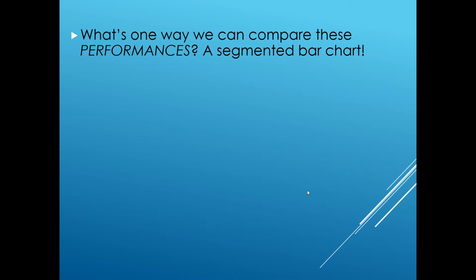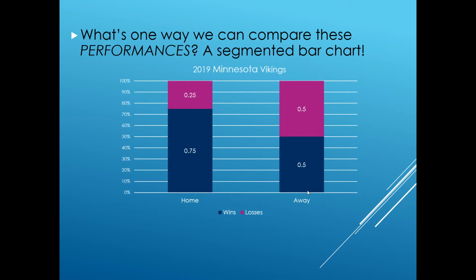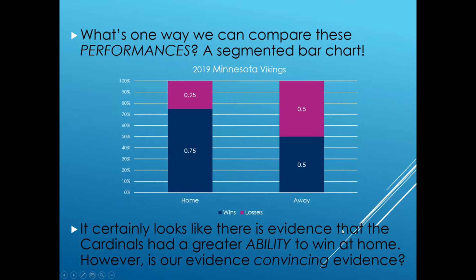We did a lot of those in chapter 1. So we have this nice segmented bar chart here. You can see on the left-hand side, it's your percentages, which is extremely important, right? We have our home wins and losses as opposed to our away wins and losses for the 2019 Minnesota Vikings. Again, this graph seems to very clearly show that there is a difference.